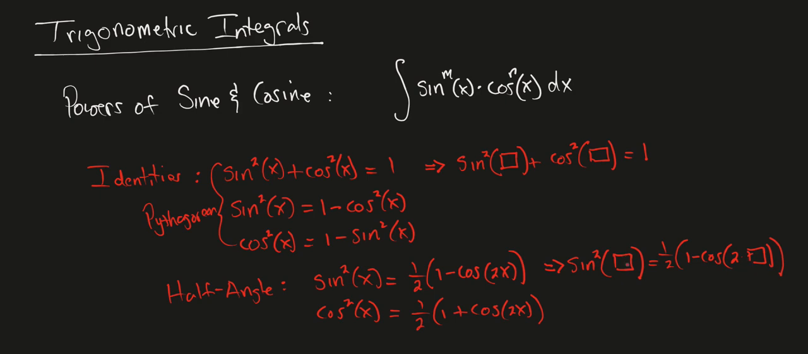So whenever you utilize this identity, whatever expression is here, that expression that I'm just symbolizing with a box is doubled on this side, right? So for instance, if you state it just in terms of x, you have an x in parentheses here, and you have to have a 2x in parentheses here. And something similar holds for the other half angle identity. Cosine squared of a box is equal to 1/2 times 1 plus cosine of 2 times that box, right?